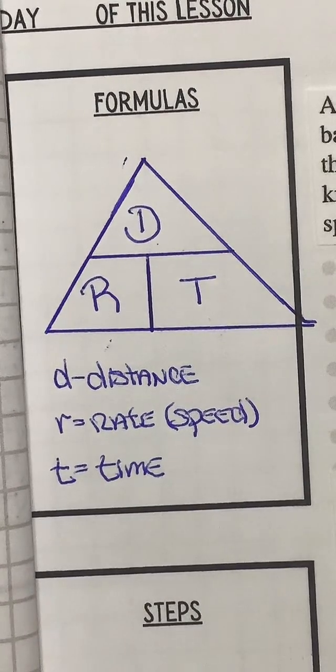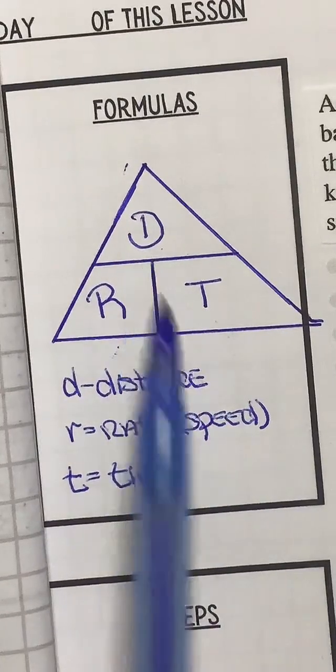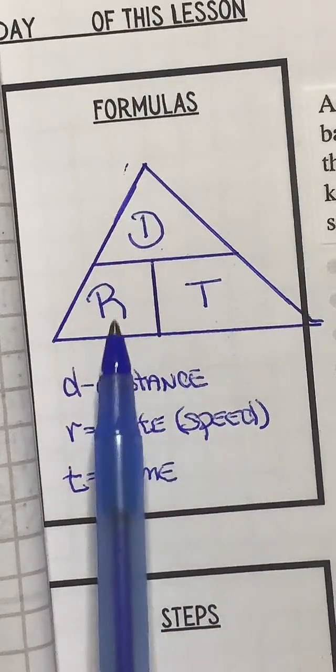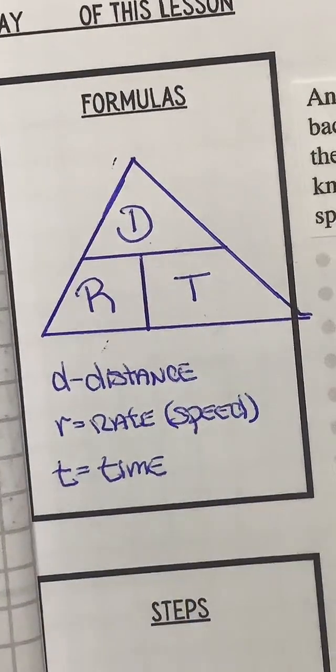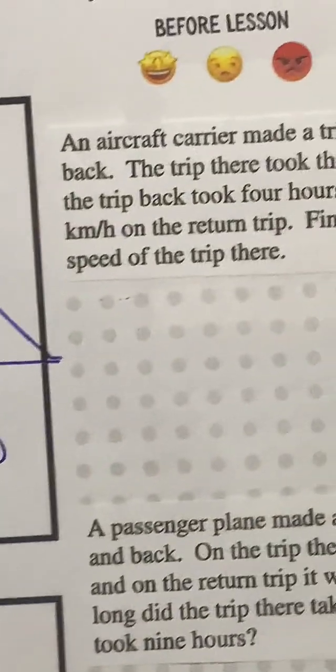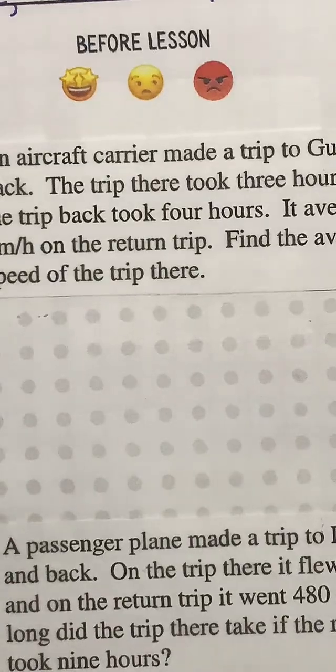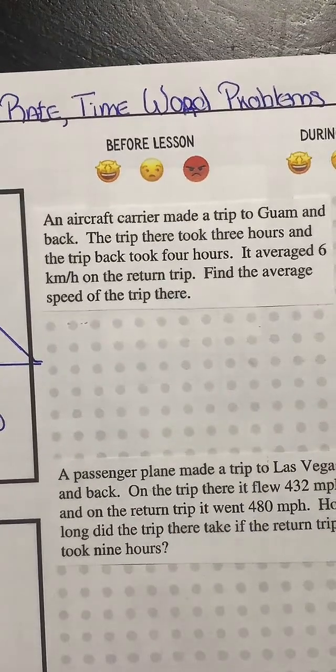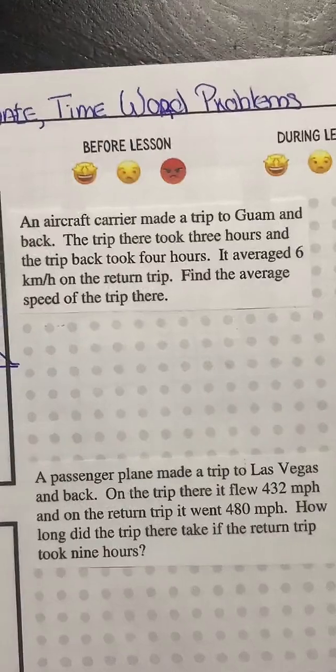Okay. So if anything, we're going to be taking a look at the first one. The D is your distance. The R is your rate or speed. And T is your time. So here is our first word problem. Let's kind of take a little zoom in.